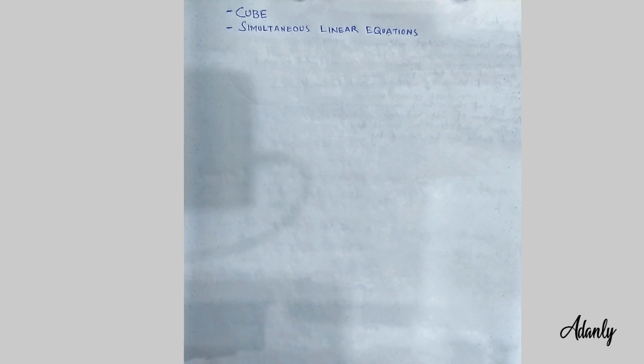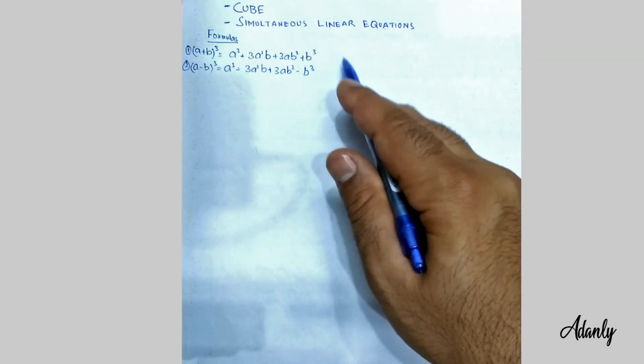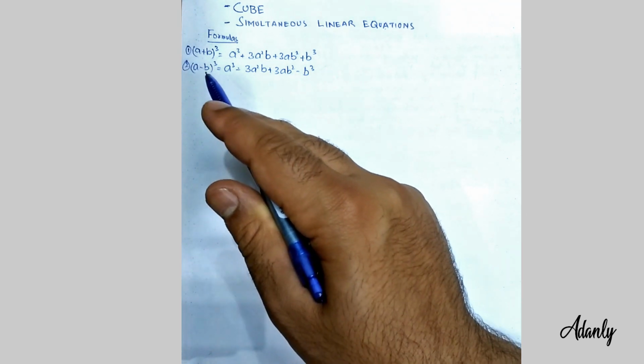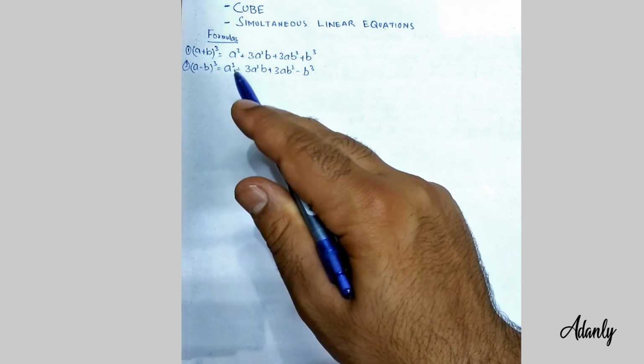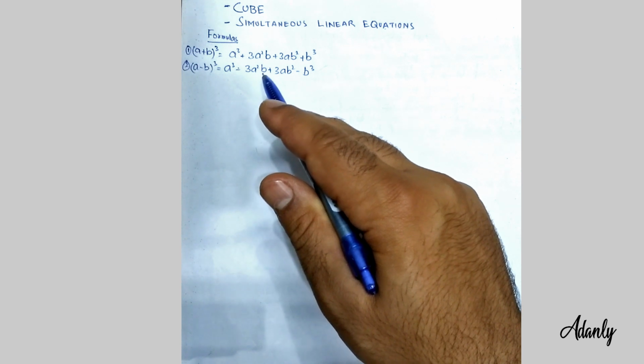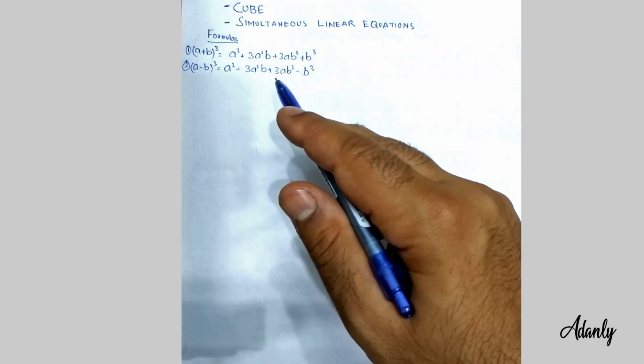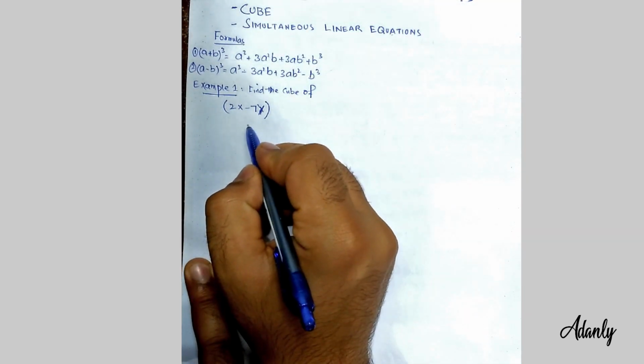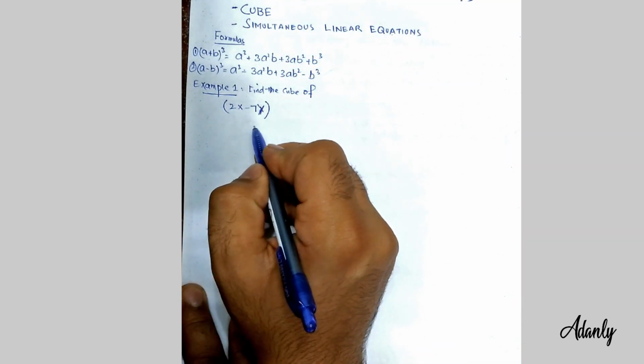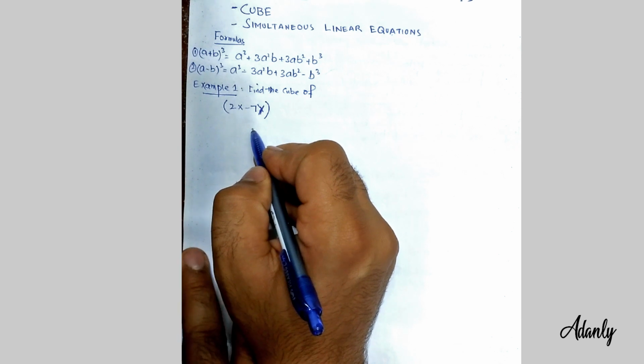In this lesson, you will learn how to find the cube of an algebraic expression and how to find the solution to simultaneous linear equations. So let's get started. (a plus b) whole cube equals a cube plus 3a square b plus 3ab square plus b cube. Another one is (a minus b) whole cube equals a cube minus 3a square b plus 3ab square minus b cube. Now let's solve an example to find out how these formulas really work.